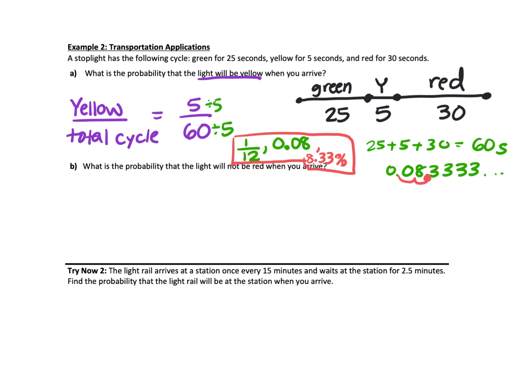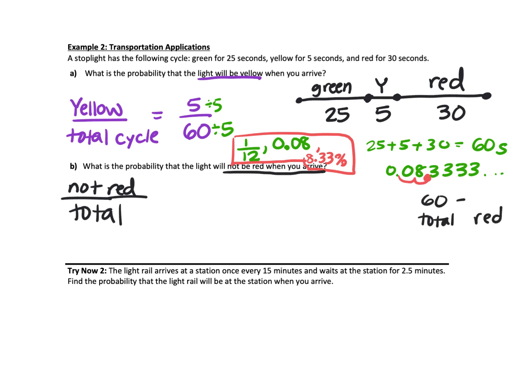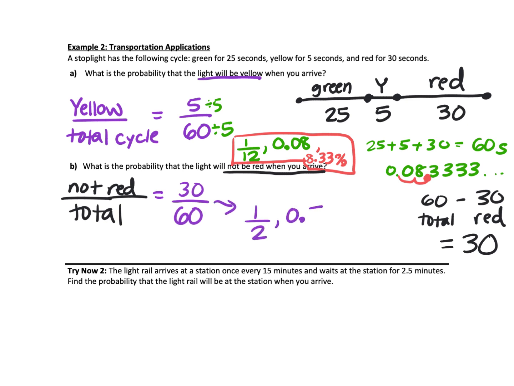Next up, let's look at the probability that the light will not be red when you arrive. So probability that it's not red divided by the total cycle. Well, it's only red for 30 seconds, and it's a 60-second cycle. So if I take 60, my total, and then I subtract how many seconds of that are red, we have 30 seconds in which the light is not red. So let's take that value, 30, divide it by the total, 60, and you can see that reduces to a half. So 1/2, as a decimal, that's exactly 0.5, or 50%.